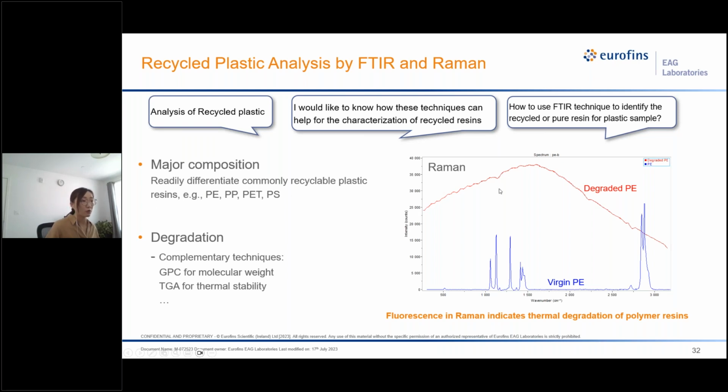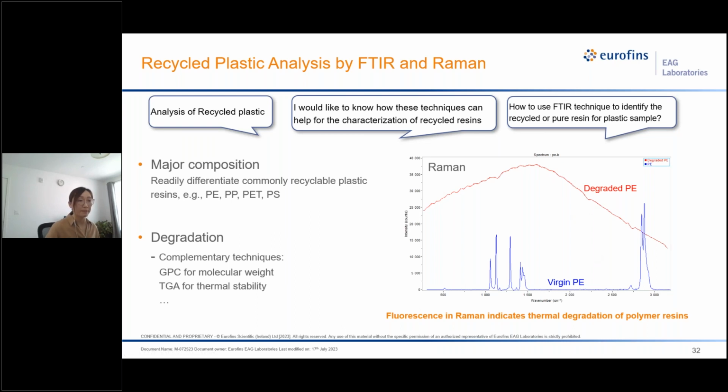In addition, Raman can be very helpful to look at degradation in polymer resins. So here I have an example showing the Raman data obtained from a degraded polyethylene resin as well as a virgin polyethylene resin. By comparison, you can see very distinct differences in the Raman data. For the degraded polymer resin, typically in the Raman analysis, a broadband fluorescence is detected, especially in resins that are thermally degraded.